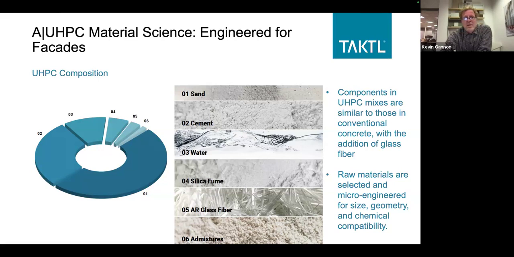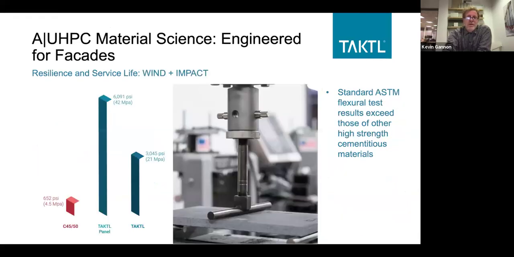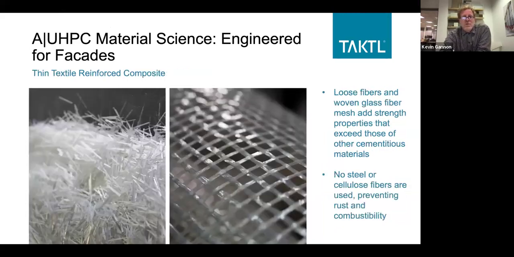UHPC is starting at 13,000 PSI, and there are lab formulations not available for use in the world that can get up to 20,000, 25,000 PSI. But we make thin stuff that hangs on a building, and our focus is flexural strength, even though we do have very high, up to 18,000 PSI compressive strength, that is not the critical factor. The critical factor is flexural and the strength of the attachment of the panels.